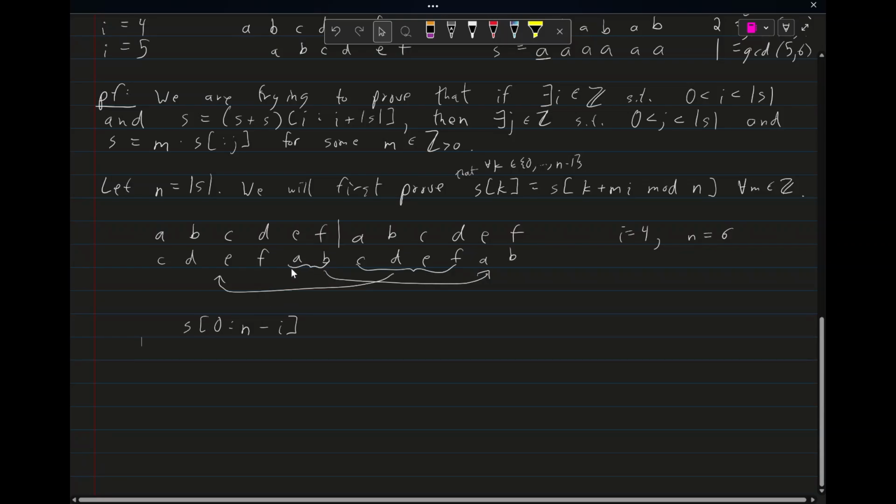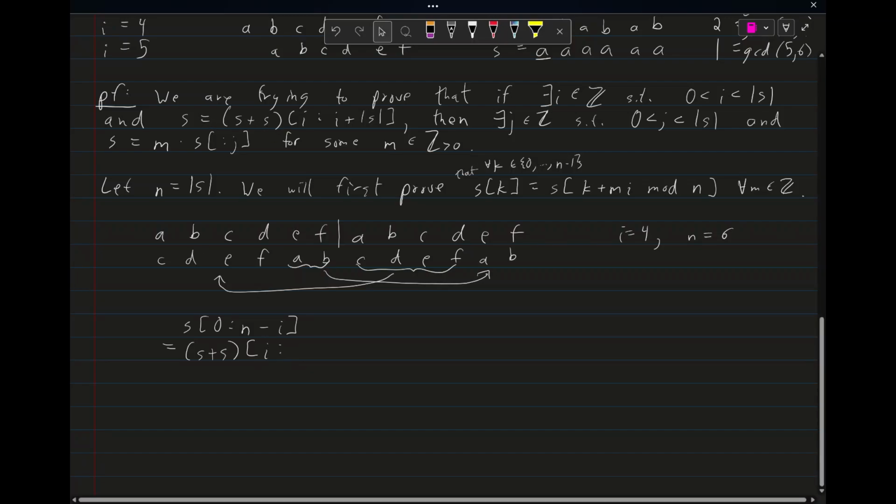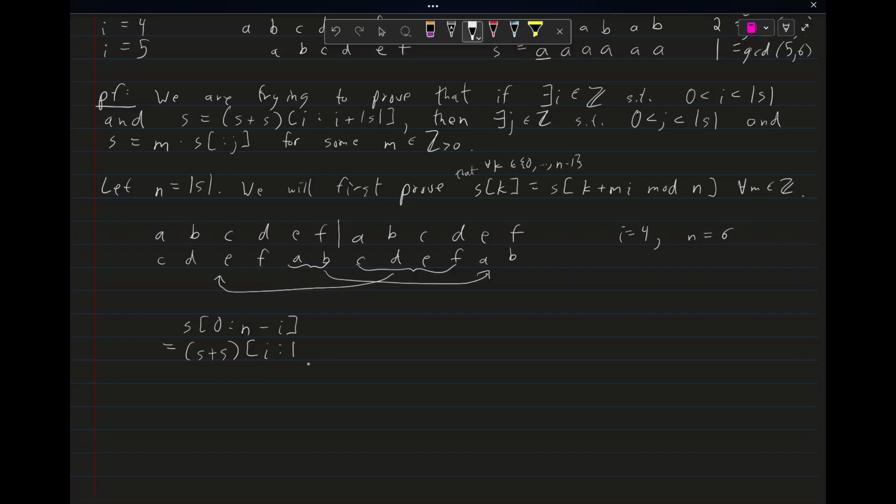And by the formula, this is equal to S plus S starting at I and going all the way up to, because I'm basically using the formula S equals S plus S from I. If we take all the indices of S from 0 to N minus I, then we're taking all of these indices from I up to, instead of ending at N, I plus N minus I, which is just N.